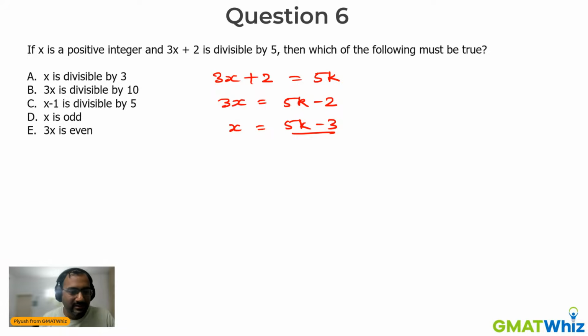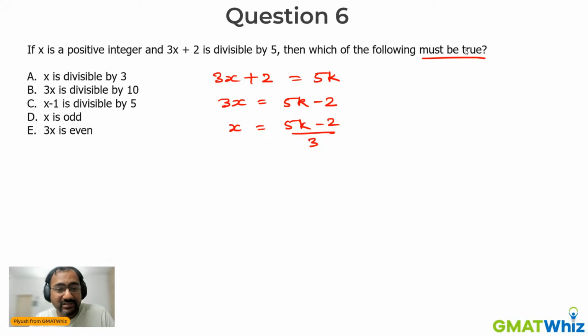Sorry, my bad. Give me a second. I wrote 3 by mistake, so let me correct this. I get x is equal to (5k minus 2) by 3. Again, I'm not saying this is the best way to do it. I'm just telling you the mathematical way first. This is a must be true question.